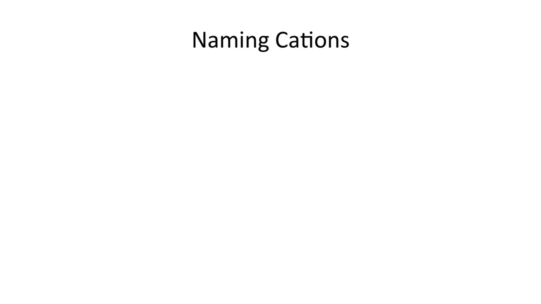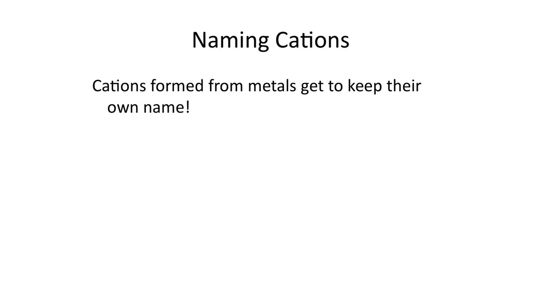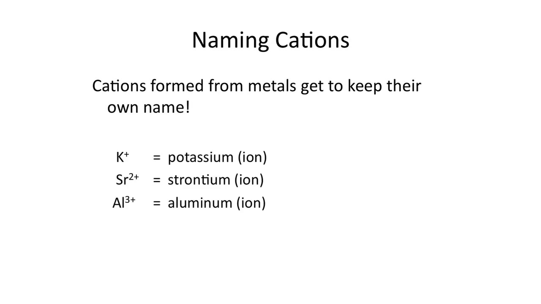First, let's talk about naming the cation. This is the best part about naming binary ionic compounds. The cations that are formed from metals get to keep their own name. So the potassium ion with a charge of +1 is just called the potassium ion. Strontium +2 would be the strontium ion. Aluminum +3 would be the aluminum ion.